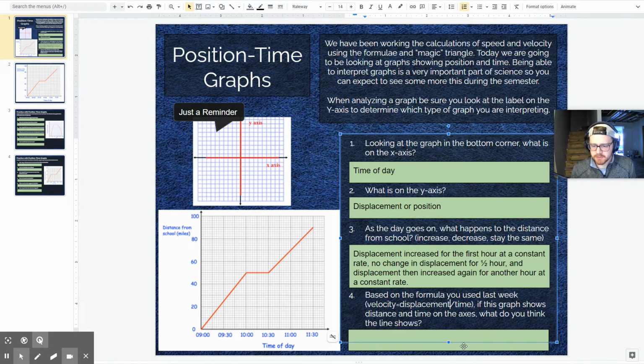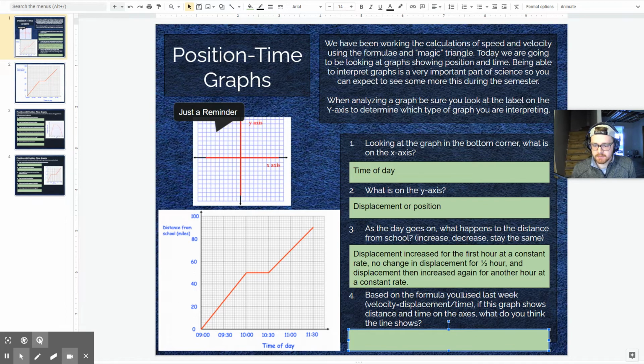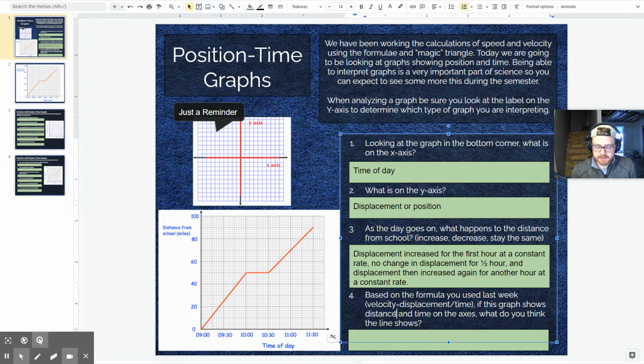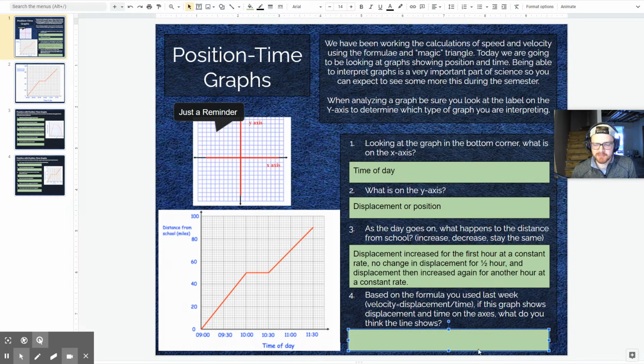So based on the formula you used last week, velocity is equal to displacement over time. If this graph shows distance over time, displacement over time on the axes, what do you think the line shows? It should be pretty apparent now because I've pretty much given this away, but think about it. You've got distance and time, and we're working with velocity. We've been working with speed. What is speed and velocity?